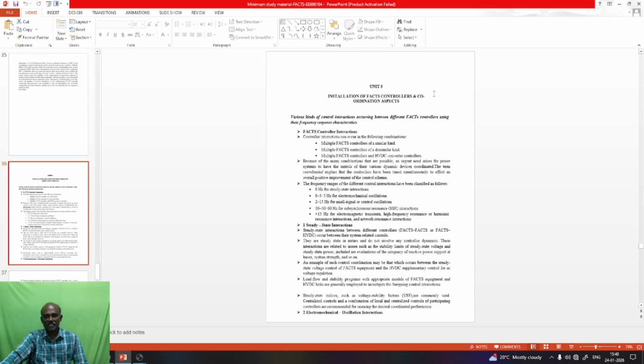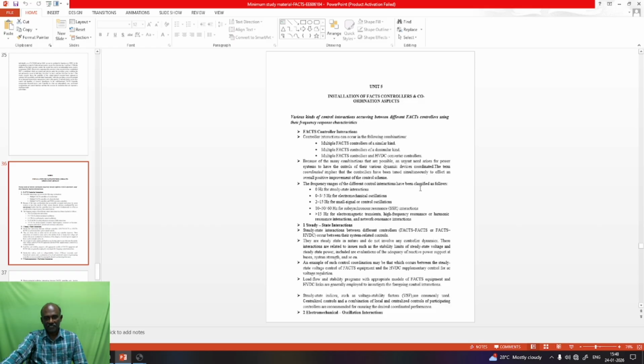Okay, installation of FACTS controllers, coordination aspects. So, the coordination between the various controllers. Here we have many controlling devices. It may be series controllers, shunt controllers, or combined series as well as shunt controllers. The coordination between all the controllers is very essential. What are the difficulties in having so many controllers in the system, and how to overcome the various unwanted effects on the system? That is due to interactions, of which we have many.